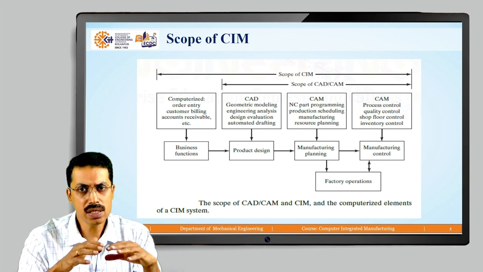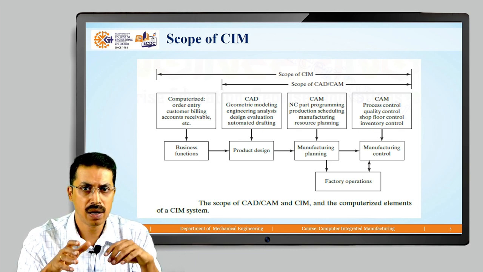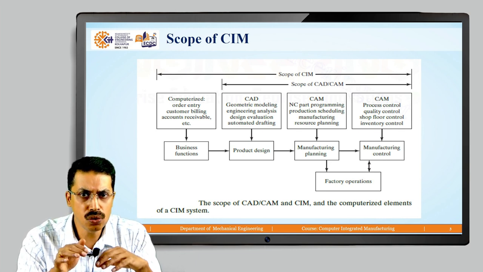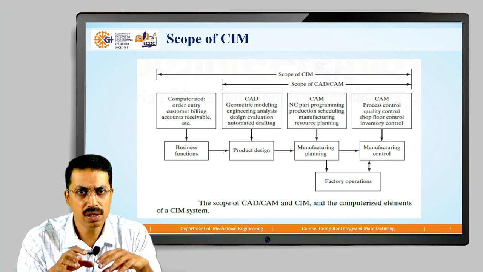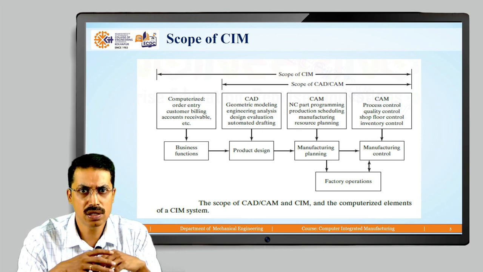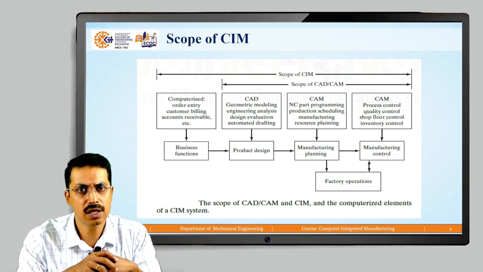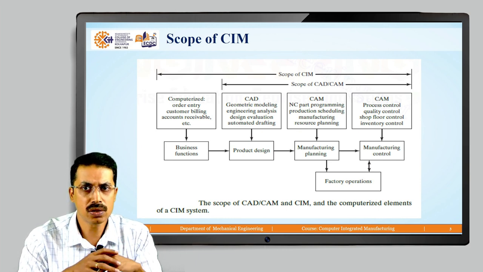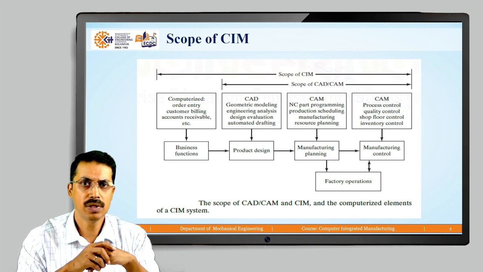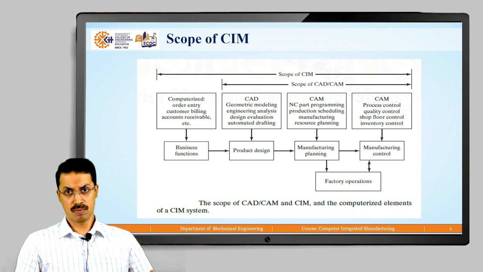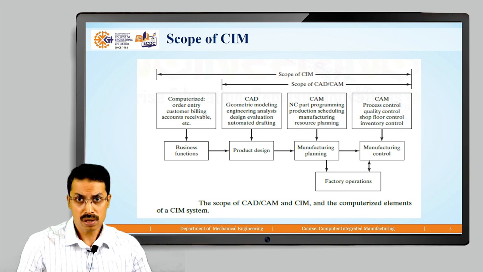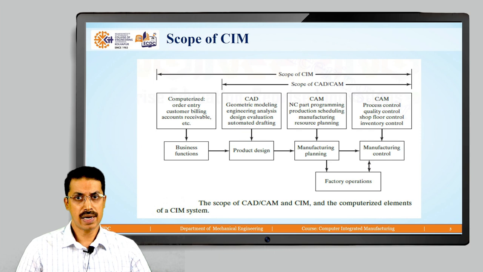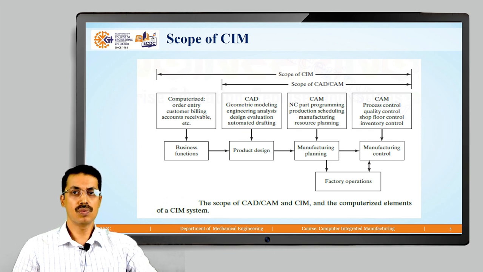So this is the scope of the CAD and CAM, and if we include the business functions in the scope, for example, computerized order entry, customer billing, that is bill of material, etc., it will become the scope of the CIM. That means the scope of the CIM is broader as compared to the scope of the CAD and CAM. Hope you are understanding the scope of the CIM.